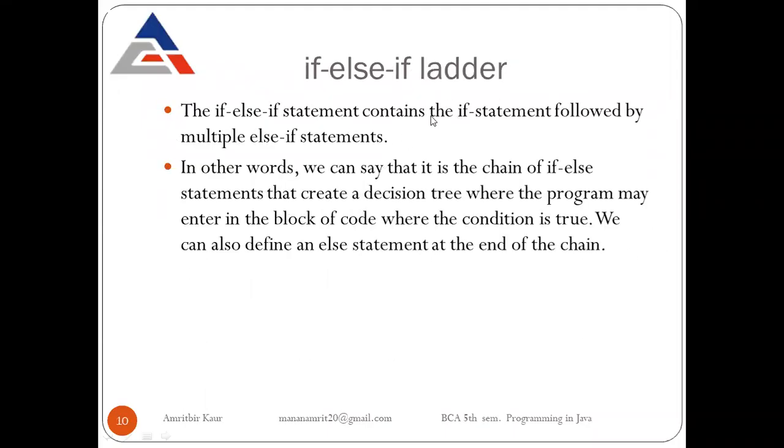So next type of if statement is if else if ladder. So if else if statement contains an if statement followed by multiple else if statements. In other words, we can say it is a chain of if else statements that creates a decision tree where the program may enter a block of code where the condition is true. We can also define an else statement at the end of the chain.